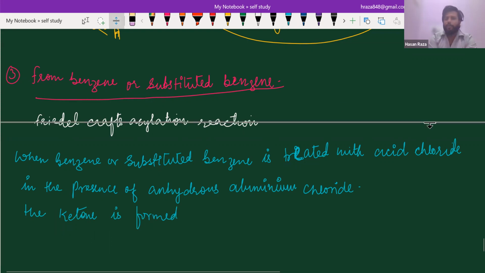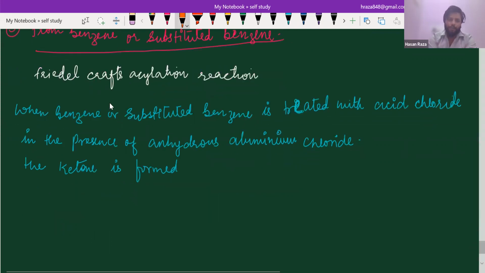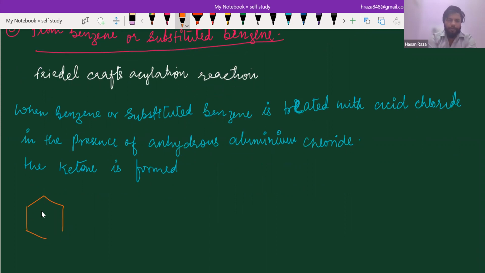Like if I'm going to prepare ketone from this method, there can be benzene or substituted benzene also. This is your benzene, and you are going to react either with Ar, that means arene, benzene group, and R-COCl, acyl chloride, in the presence of anhydrous AlCl3. Then you will get a product.